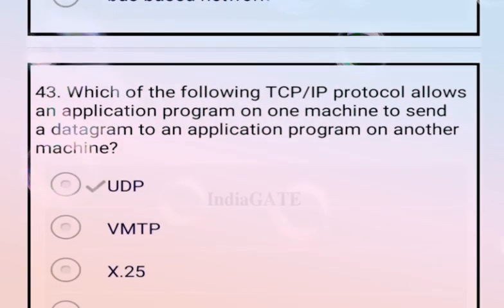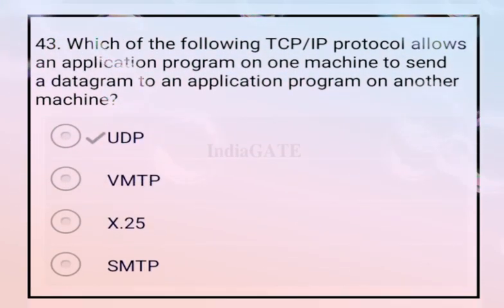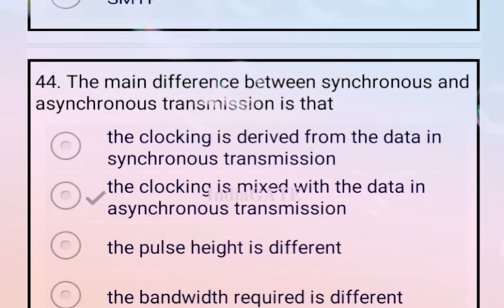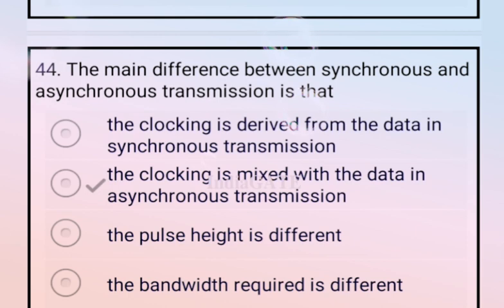Next question, which of the following TCP IP protocol allows an application program on one machine to send a datagram to an application program on another machine? So correct answer is option A, that is UDP, user datagram protocol. Next question, the main difference between synchronous and asynchronous transmission is that? So correct answer is option B, the clocking is mixed with the data in asynchronous transmission.